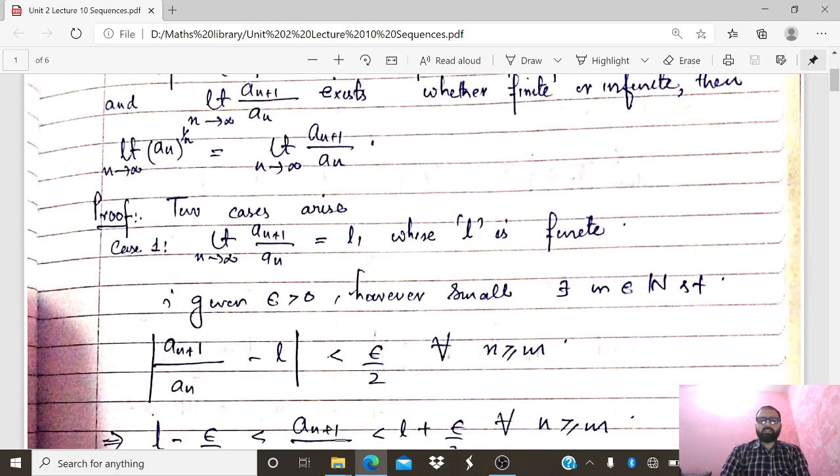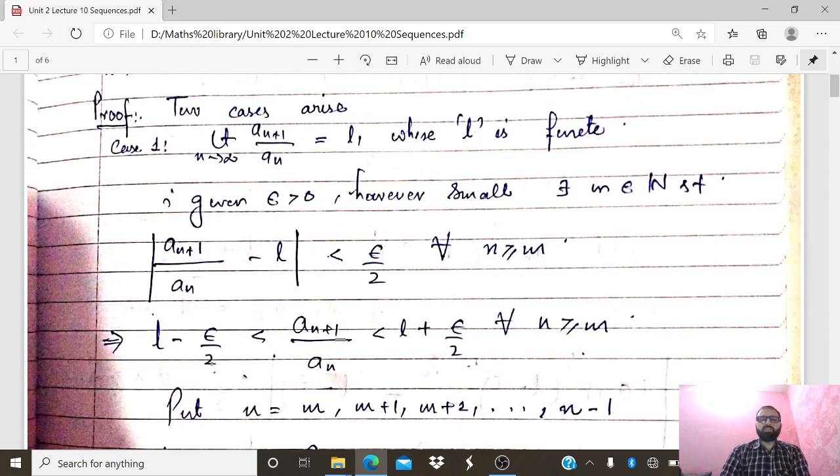Let me take the case number first. We have two cases. The first case is if we have this limit equal to a finite number. Let me take that finite number as L. You are quite aware that if some sequence has a limit L, it essentially means that the sequence converges to L. So here, the sequence is a_{n+1} upon a_n, so it will converge to L.